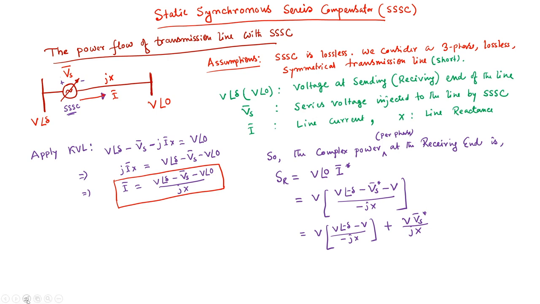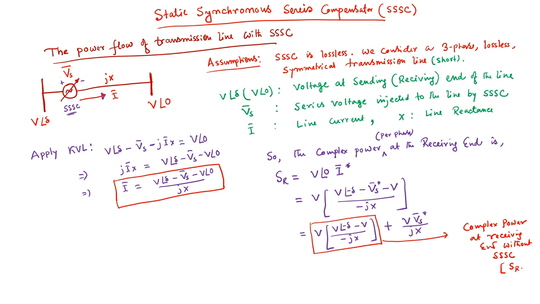Now, if you look at this part, what is it actually? It is the expression for the complex power when there is no SSSC in the line. So, this represents the complex power at the receiving end without SSSC. Let us represent it by SRO. Okay. So, this expression would be equal to SRO, where SRO is the complex power without SSSC, plus this V Vs conjugate by jX.